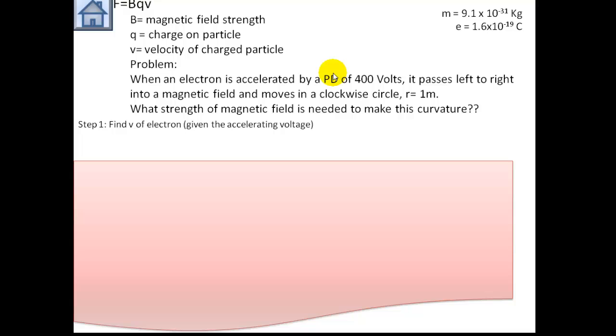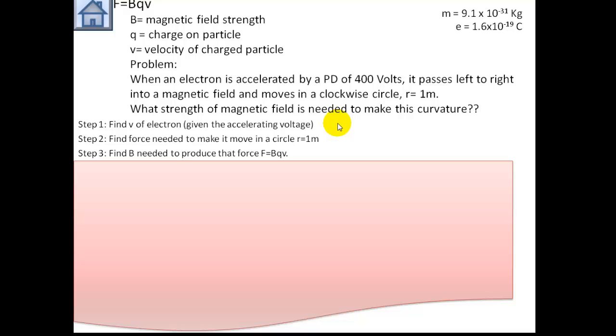So the first step, find the velocity of the electron, if you know the accelerating voltage. Two, find the force needed to make it move in a circle, which is the centripetal force. Three, rearrange F is equal to BQV to find the B. Try to do that now.